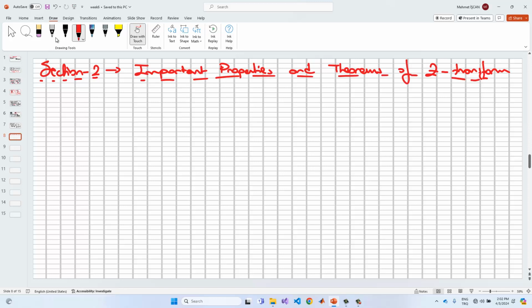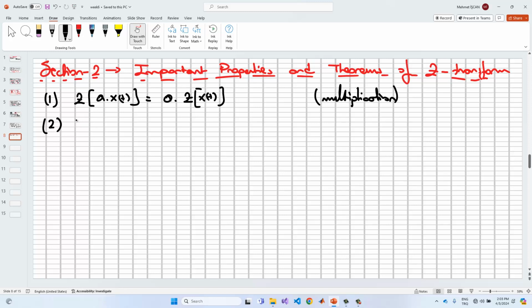Okay, so in the first place, you need to say that if we have any function multiplied by a, we can evaluate this signal as a times Z of x(t). Okay, it's the multiplication property. It's simple. In the second place, we need to talk about the linearity.